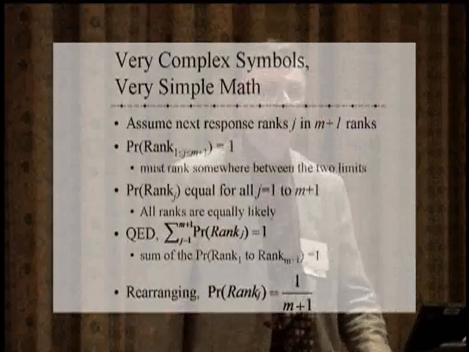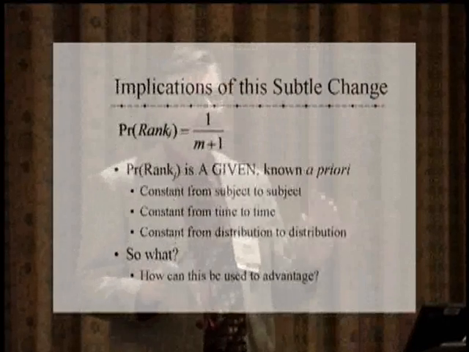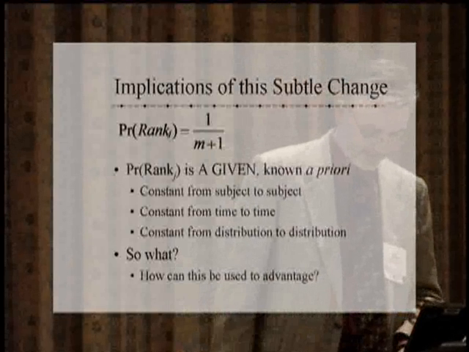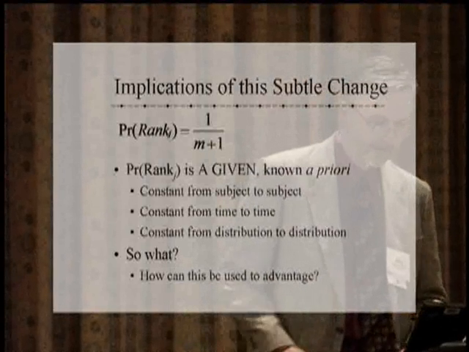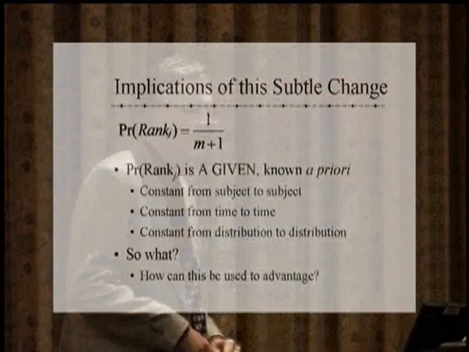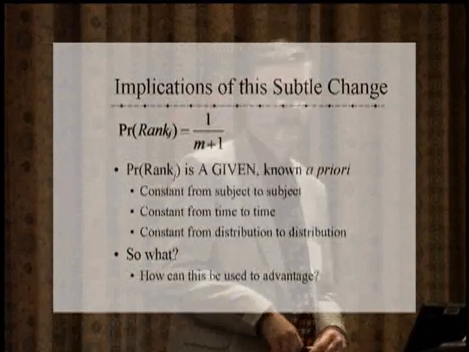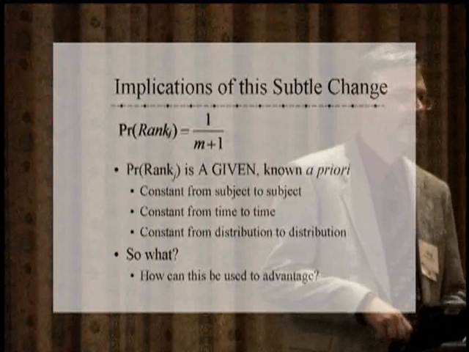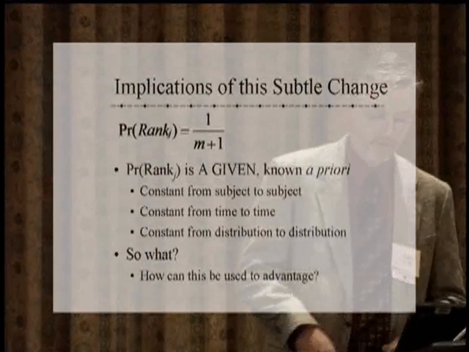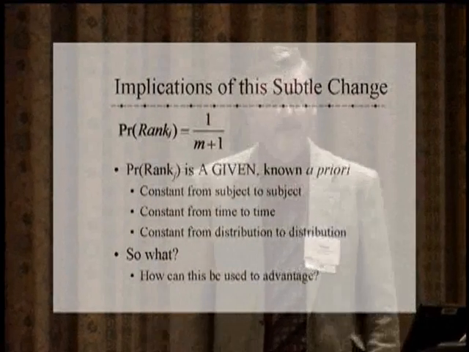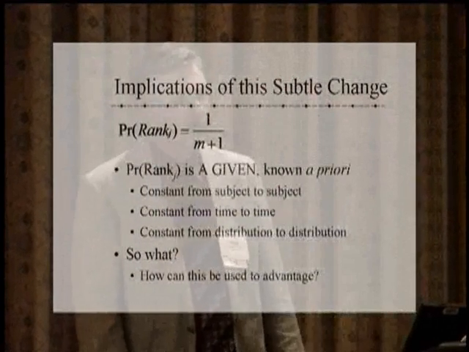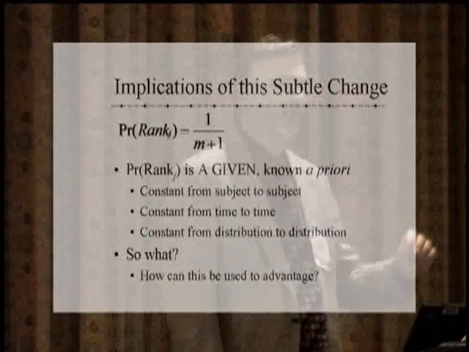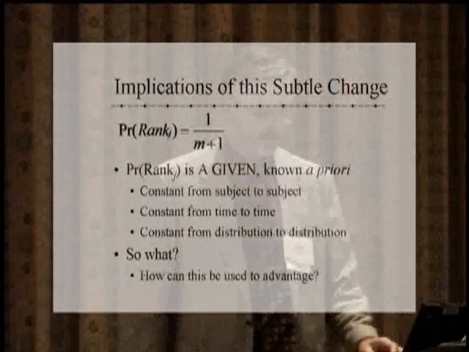Okay? This is a very, very subtle but profound move. The probability of rank J, 1 over n plus 1, is a given. It is a constant. We're talking about the probability of a response as an independent variable and not a dependent variable. That is a constant no matter who the subject is, no matter what time you're talking about, no matter what the distribution looks like, no matter what the response is, the procedure is, etc.